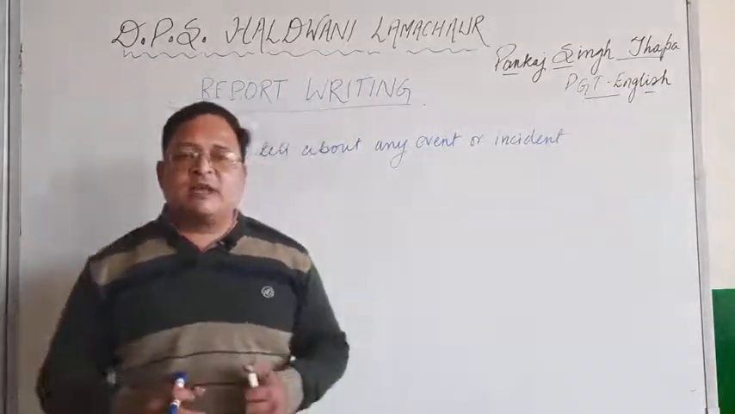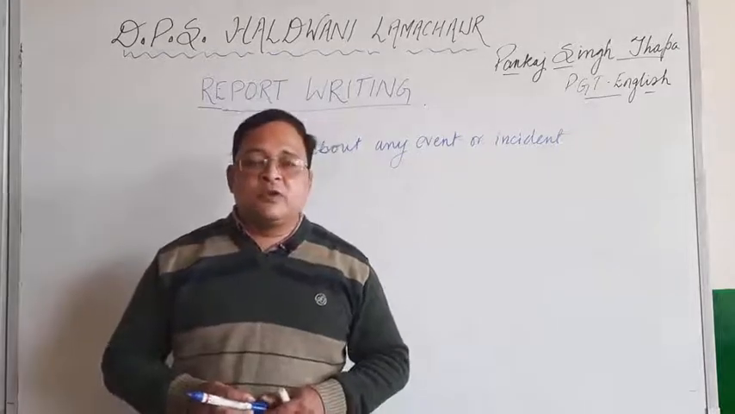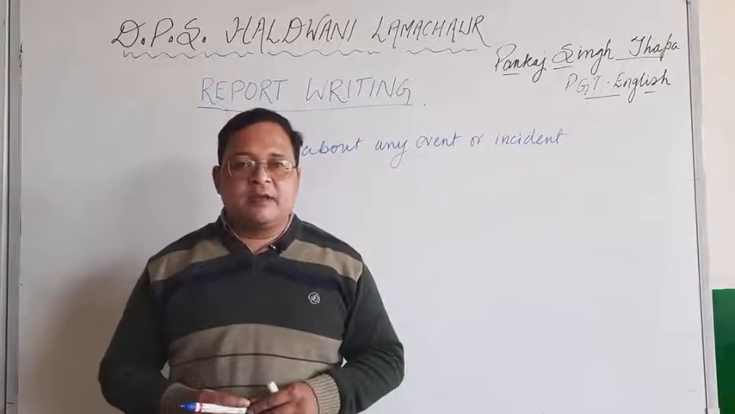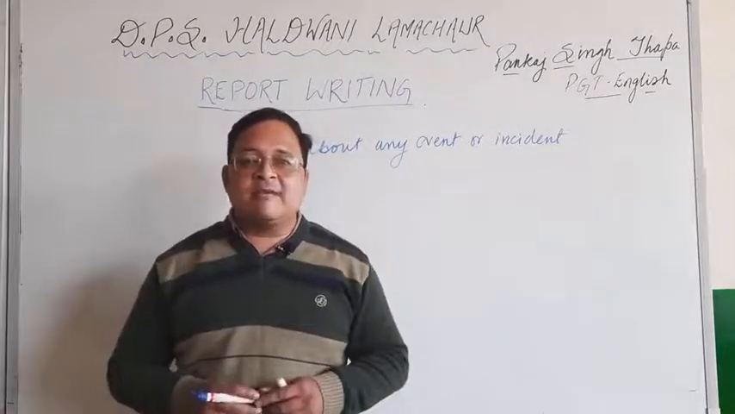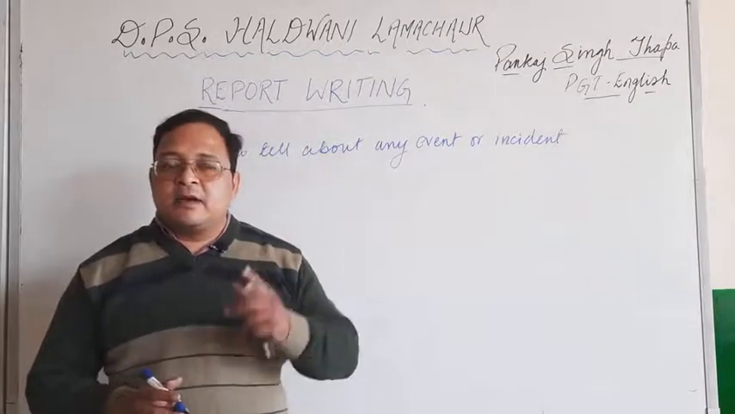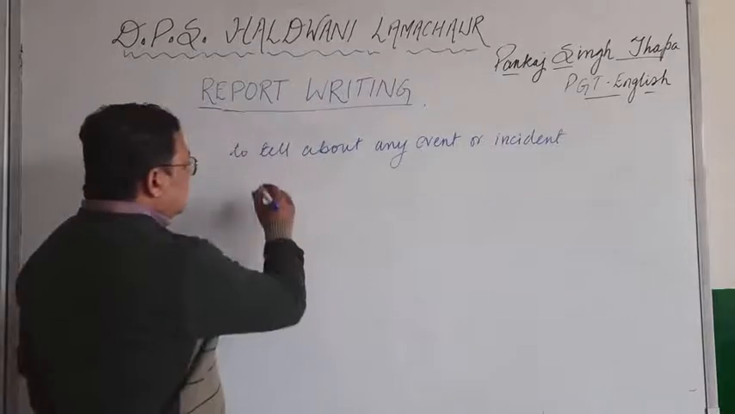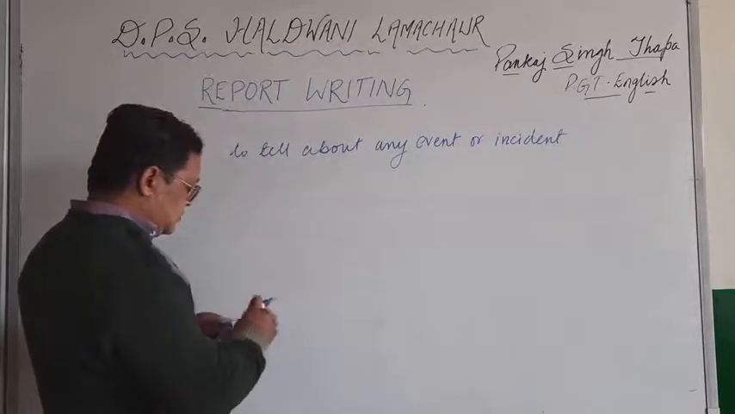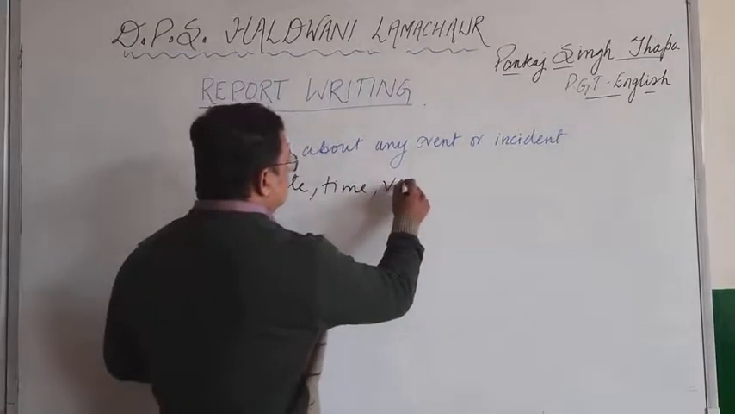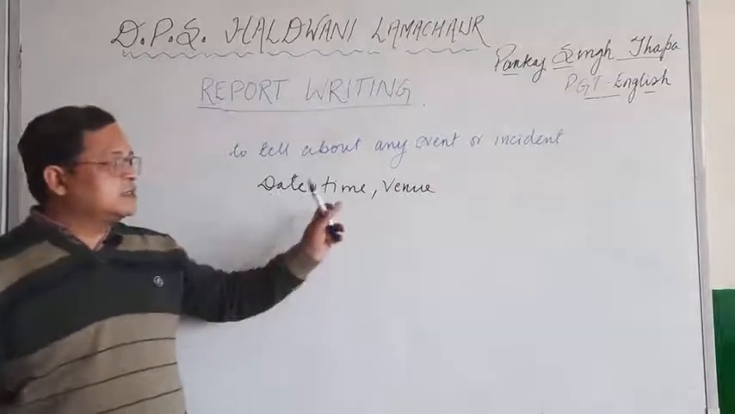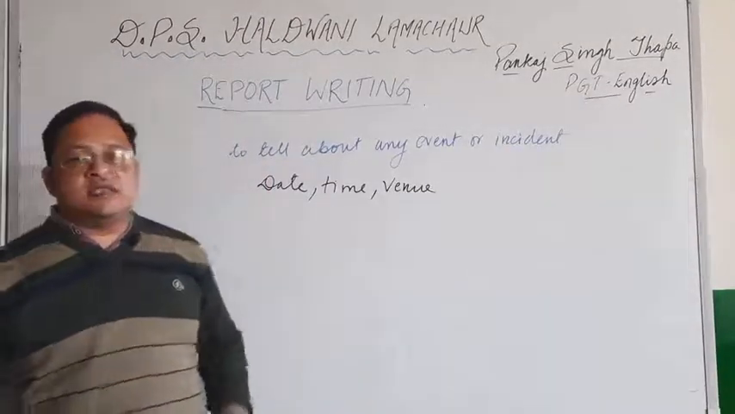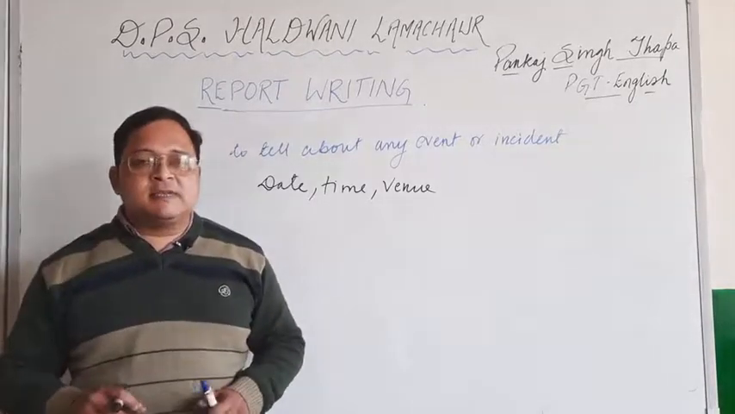Suppose you are going to school and an accident occurs near Kusumkhera Chowra. How will you report that to me? "Sir, today at around 7 a.m. in the morning, I was passing through the Kusumkhera Chowra and two bikes collided with each other." Which means you told me these things before giving the detail of what and how it occurred. First of all you told me the date, time and place of the incident. Children, these three things are very important in a report, and without these three things a report is useless.